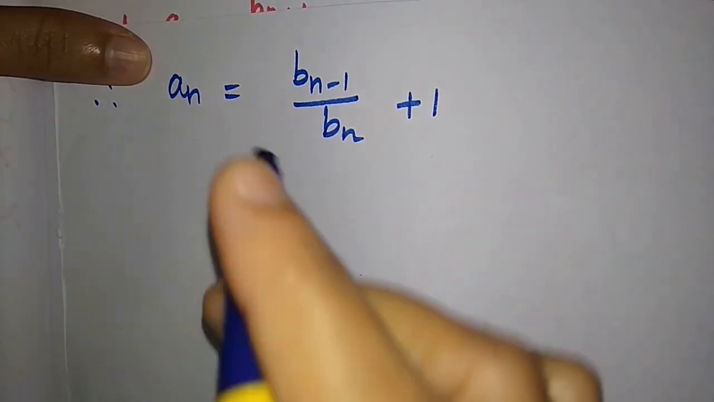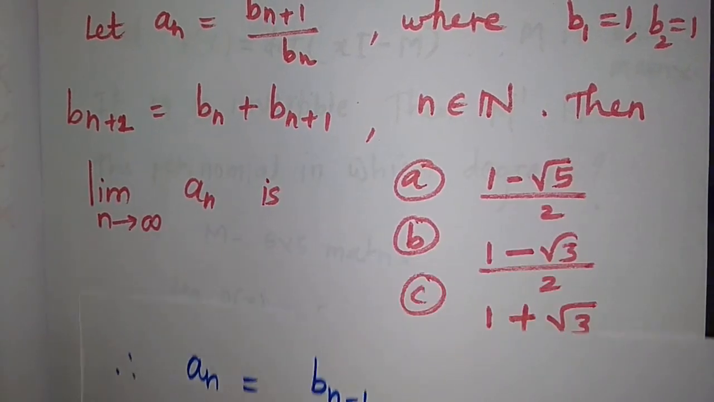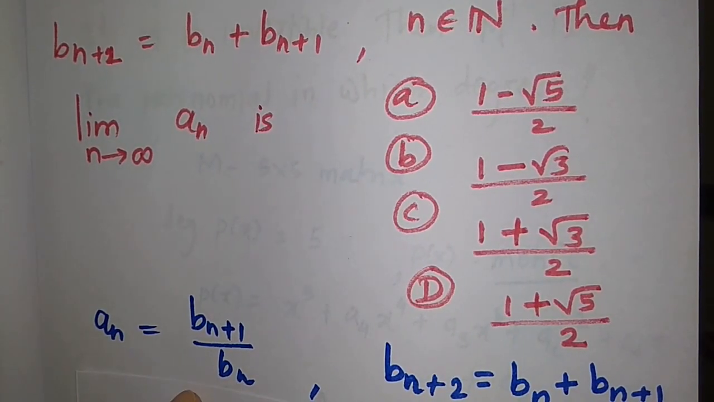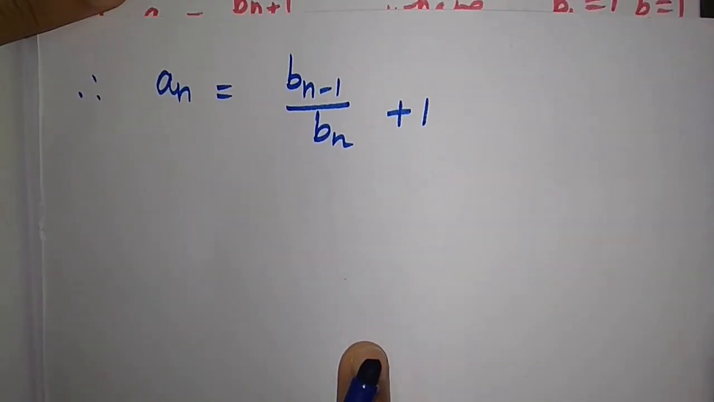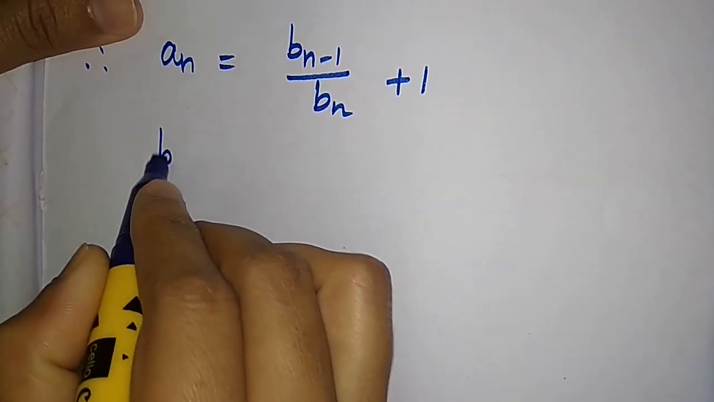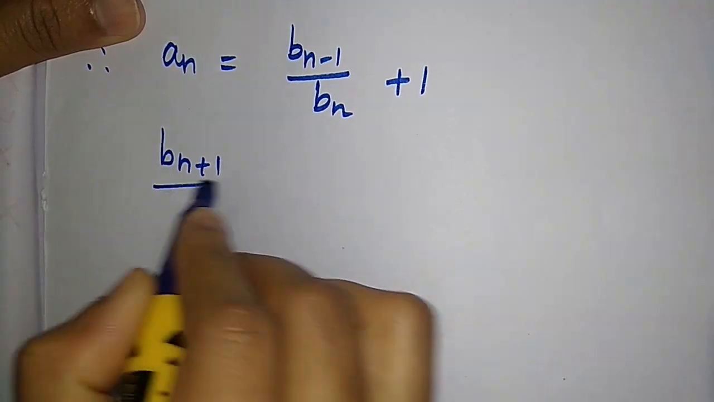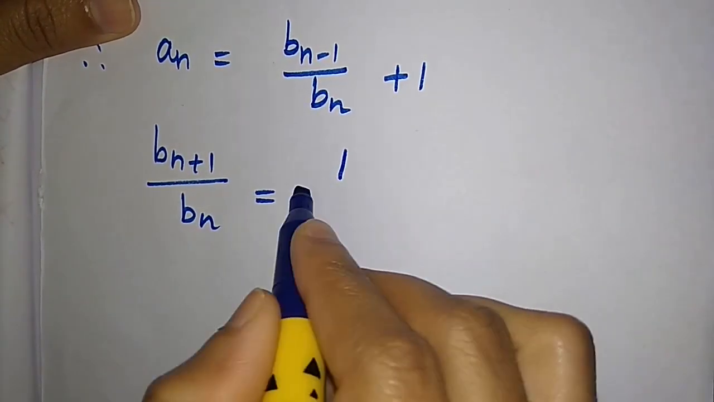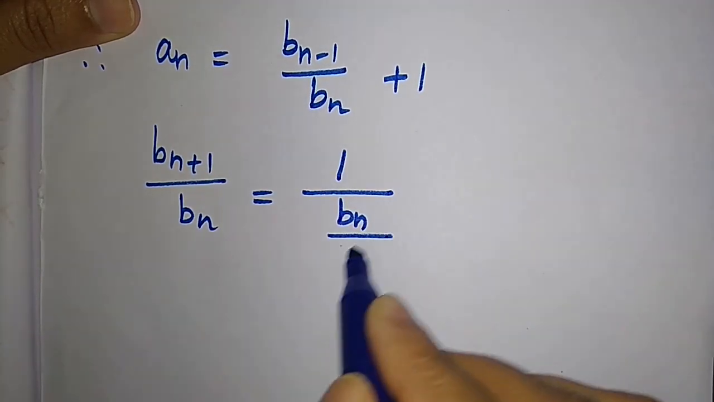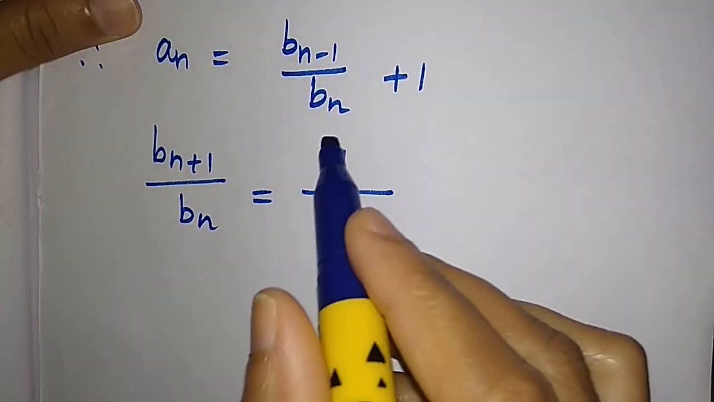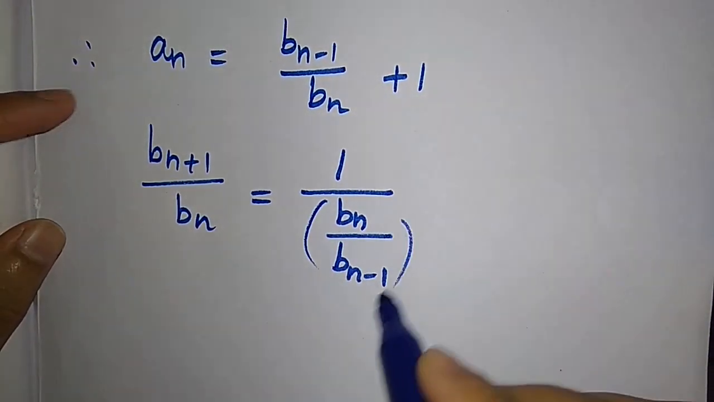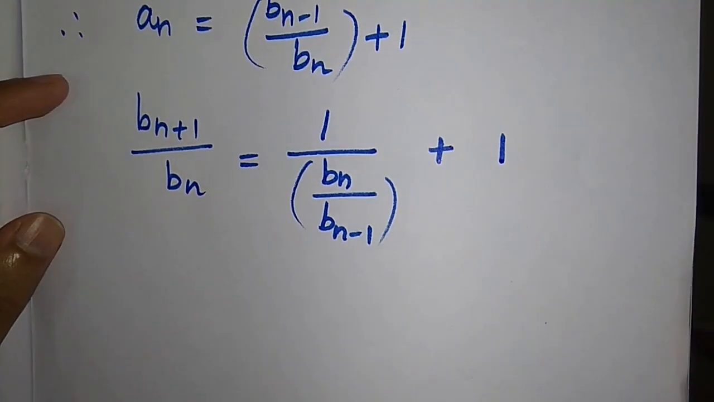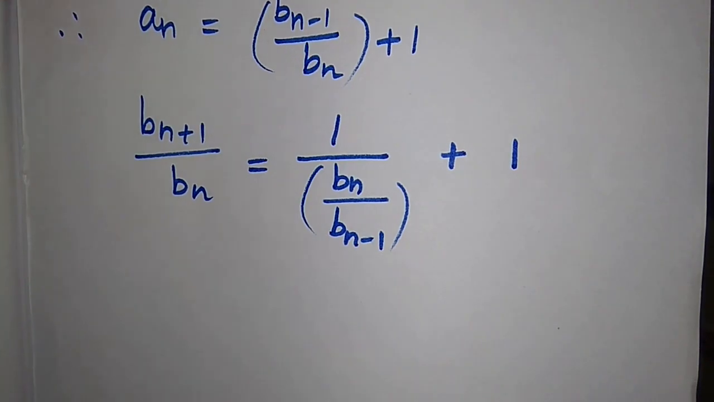Now let us just put the value of this an. We know that an is nothing but bn plus 1 upon bn. So just put the values. So this is bn plus 1 upon bn, which is equal to 1 upon bn divided by bn minus 1. This is the same as this, correct? So plus 1. This is just a small adjustment.